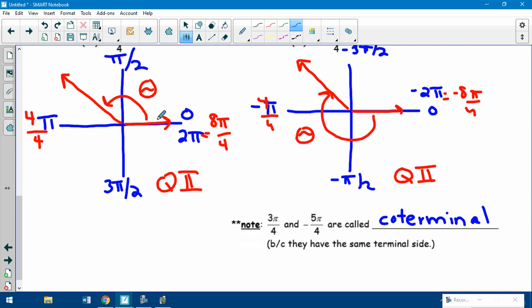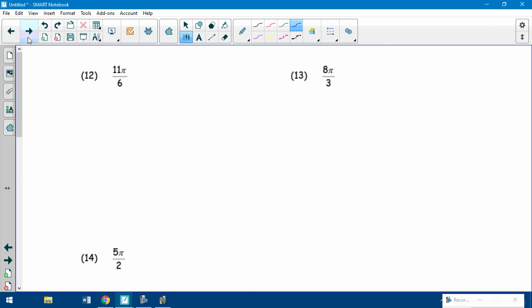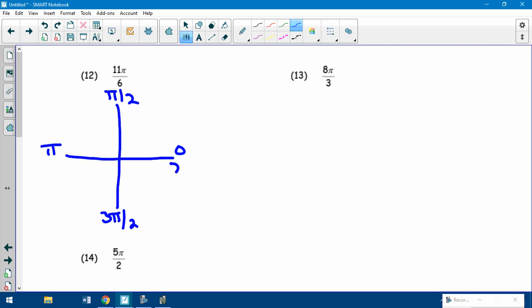All right, last page, almost done. 11 pi over 6. This is 0. This is pi over 2. This is pi. This is 3 pi over 2. And this is 2 pi. Take a minute and think, where would 11 pi over 6 be? Did you say quadrant 3? If you did, you'd be wrong. Sorry.